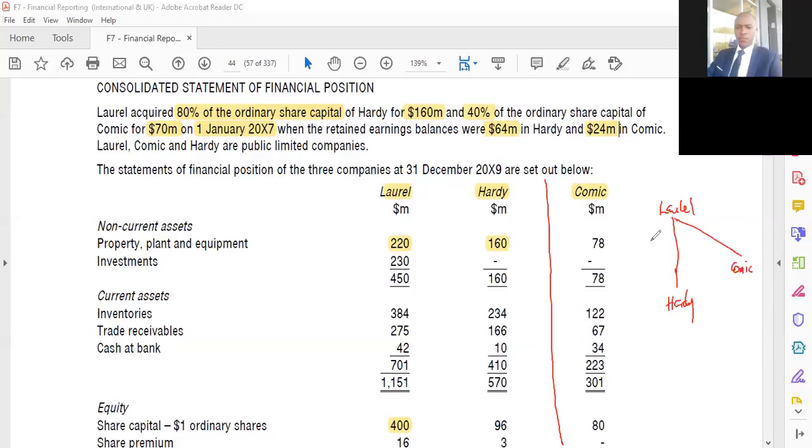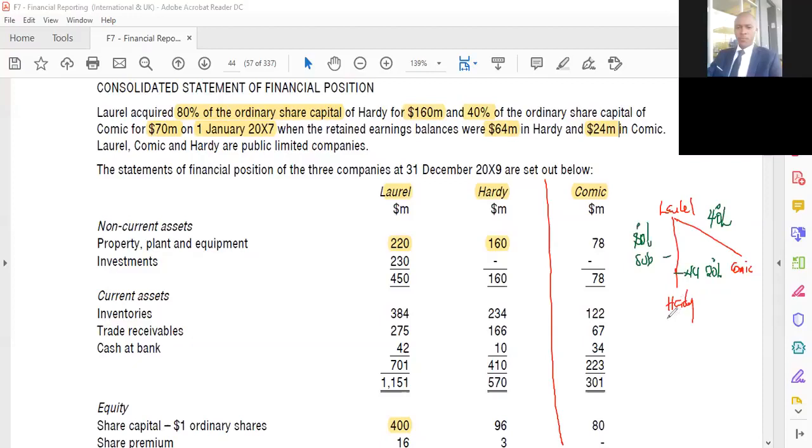Now, we've been told this one acquired what percent? 80%. You see? He acquired 80%. So Hardy is an 80% subsidiary, which means our NCI is 20%. For the associate, we've been told it's 40%. We don't need to guess here. That is our group structure.